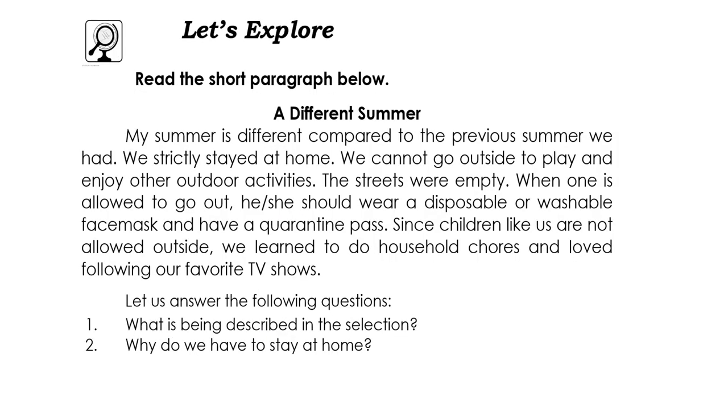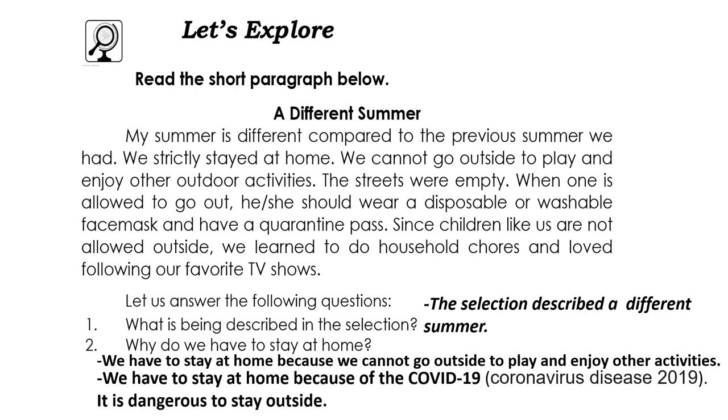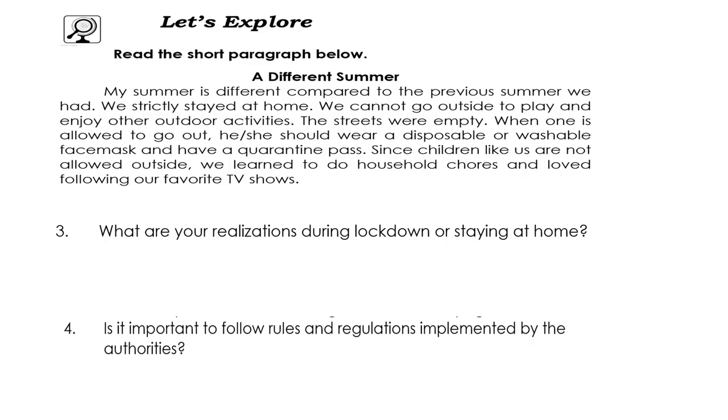Let's explore. Number one, what is being described in the selection? The selection describes a different summer. Why do we have to stay at home? We have to stay at home because we cannot go outside to play and enjoy other activities. Or you can say, we have to stay at home because of the COVID-19 or the coronavirus disease 2019. It is dangerous to stay outside.